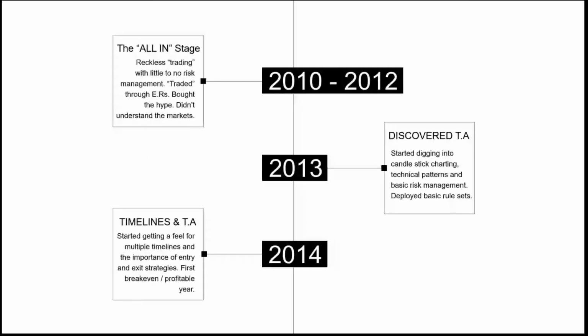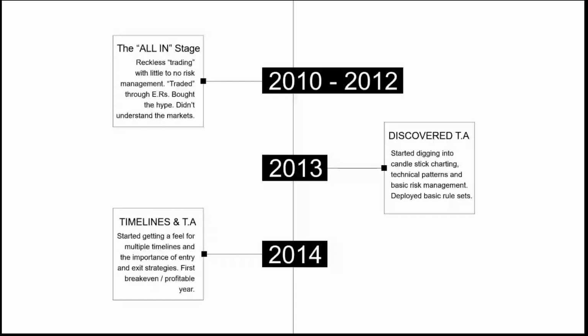So 2010 through 2012, I'll call this the all-in stage. It was reckless trading, little to no risk management. I traded through ERs, bought the hype. I didn't understand the markets, and this is right at the time that I started trading the markets. Luckily, I didn't blow up my account. A lot of the big losses that I did take were paper losses, and I sort of just became a stockholder for long periods of time and made the money back through just holding the stocks that I had.